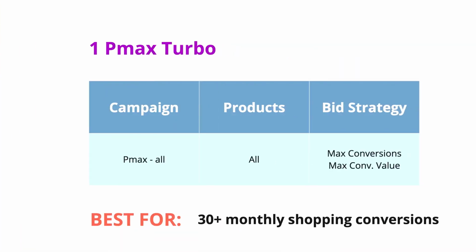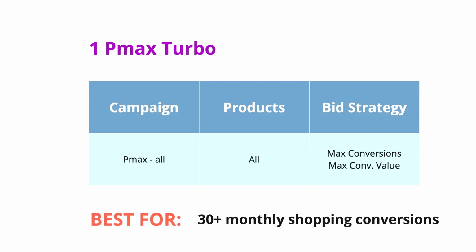Shopping campaign structures. After optimizing your product feed, choosing an effective campaign structure is the next most important thing for Google Shopping Ads success. Let's look at 4 proven campaign structures and how each one can benefit your business. Pmax Turbo is the simplest way to set up and run your shopping ads.